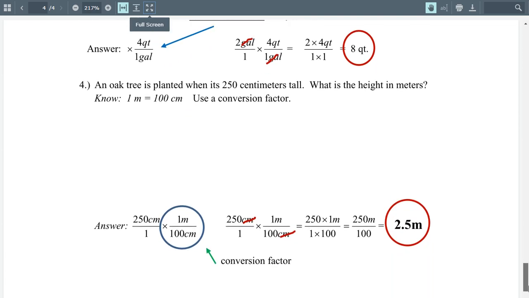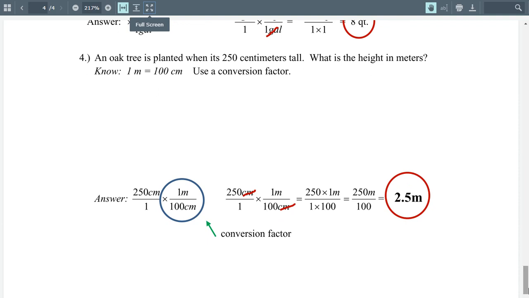So you multiply 250 centimeters over 1 times 1 meter on top, 100 centimeters on the bottom to cancel the centimeters out. The conversion factor I would use is multiply by 1 meter over 100 centimeters. So now we cancel out the centimeters, multiply across, we get 250 over 100 meters, and the answer is 2.5 meters. When you divide 250 by 100, you get 2.5.